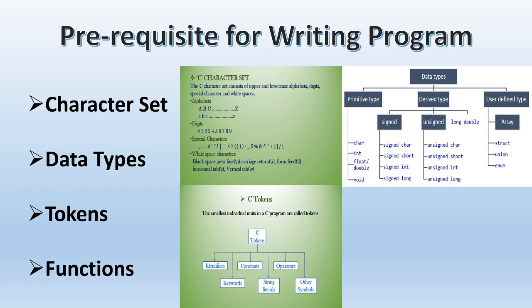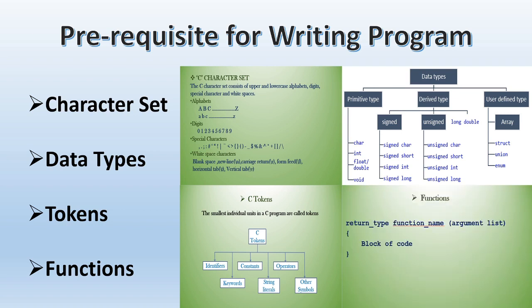Then you should know about the string literals and their associated operations. Operators should also be known to you. How many operators are there in C and how they operate on various data types, one should know before writing a program. And other symbols which are there should also be known to the programmer. After token, one should know about the functions.